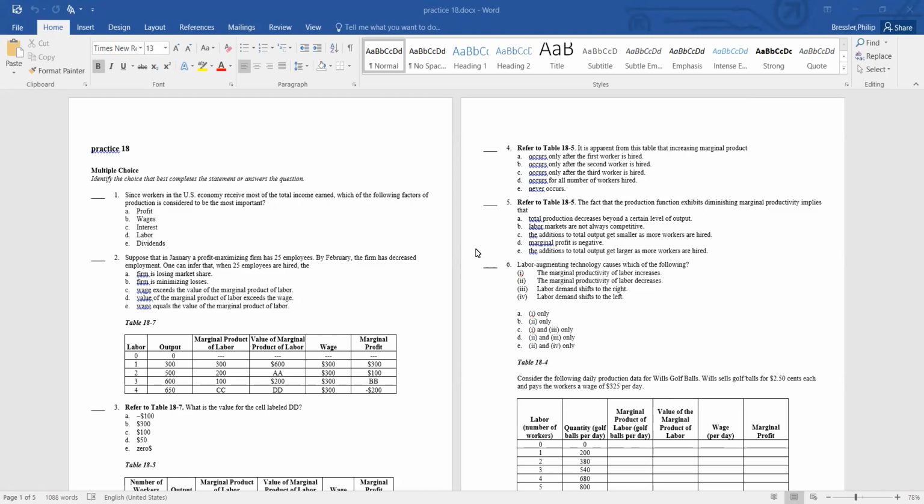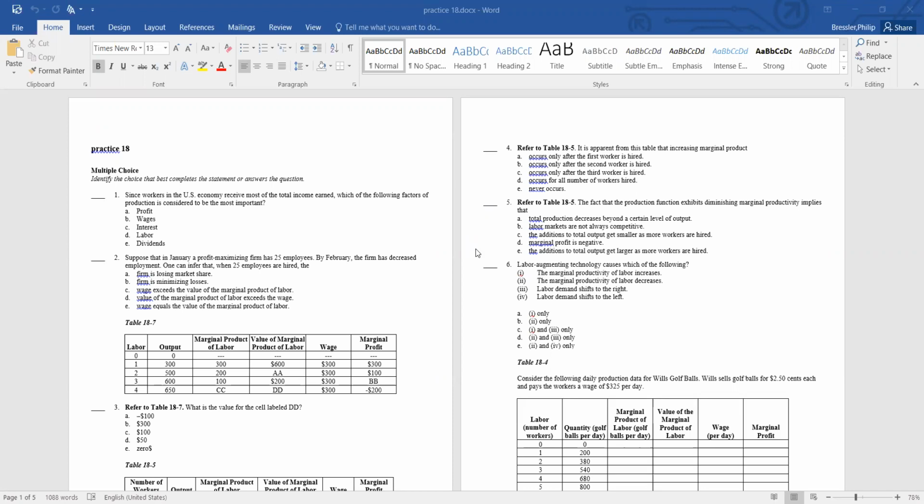Okay, I'm going to do a quick summary of Chapter 18, the practice quiz that is, and some of the things I think you could look for. Question one, since workers in the United States economy receive most of the total income earned, which of the following factors of production is considered to be both? So that's labor, all right? The four factors of production are land, labor, entrepreneurship, and capital. Remember, land, natural resources, capital that make things, but labor's there.